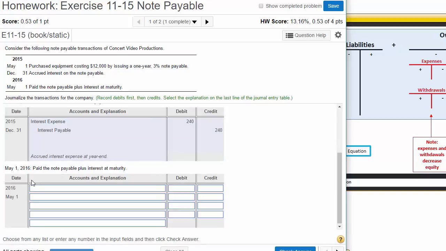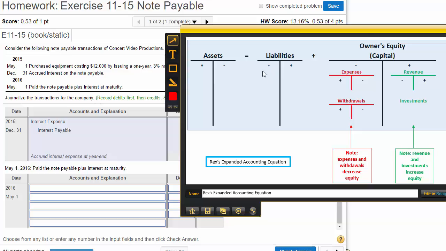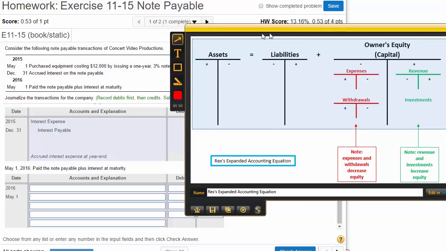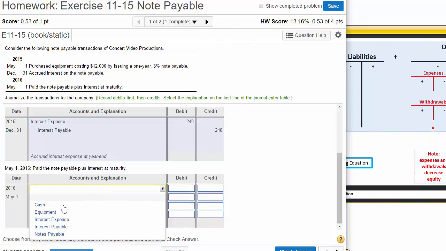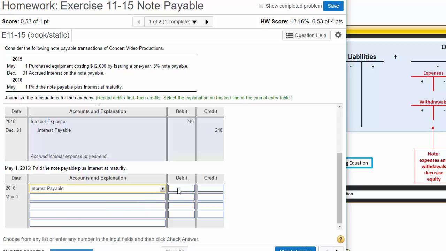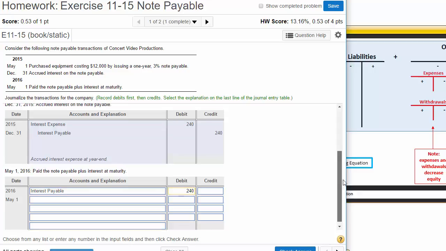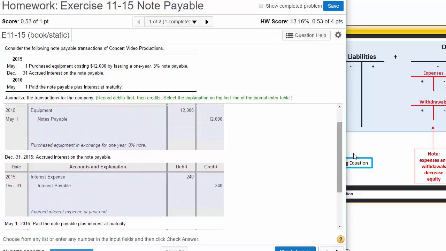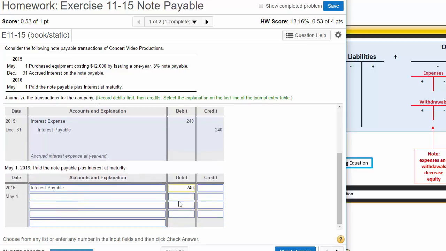Okay, now it is a year later. We're going to pay off this note plus the interest. So when we pay off this note, this interest payable has to go away. How do we make a liability go away? We have to decrease it. So that is going to be a debit. Interest payable, debit, $240. Let me scroll back up to the original transaction. We know since we're paying off this note, we have to get rid of that note. So we're going to debit the note to get rid of it.